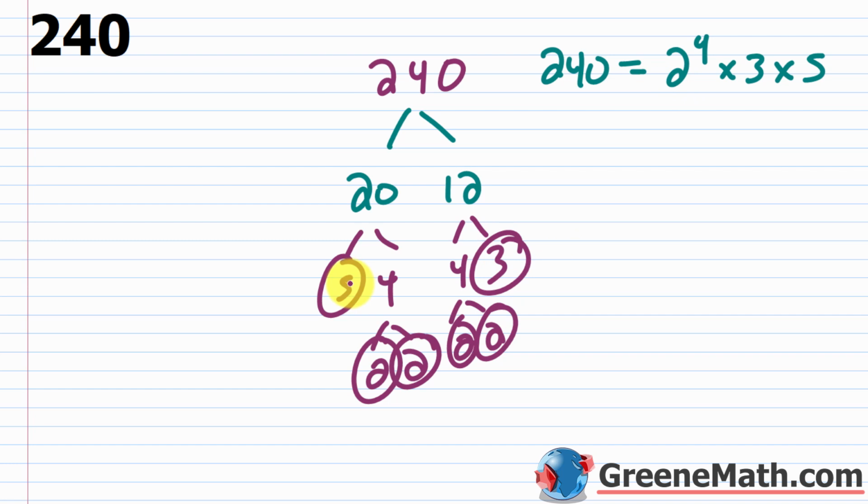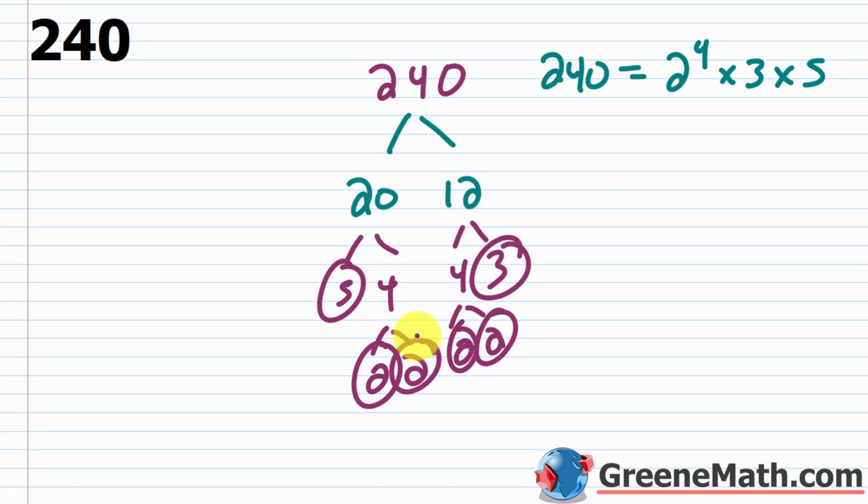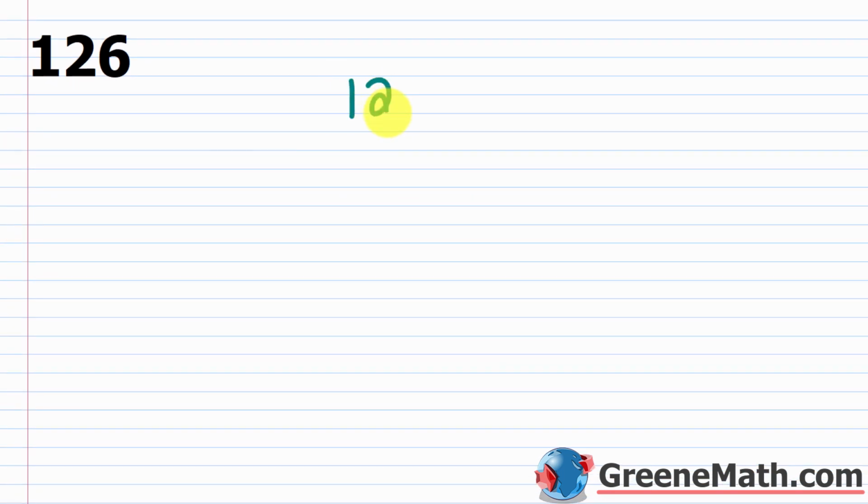So it doesn't matter what you start out with. Just pick any 2 factors other than the number itself and 1, and you're going to be good to go. Just keep going down and breaking each number down this way. All right, what about 126?